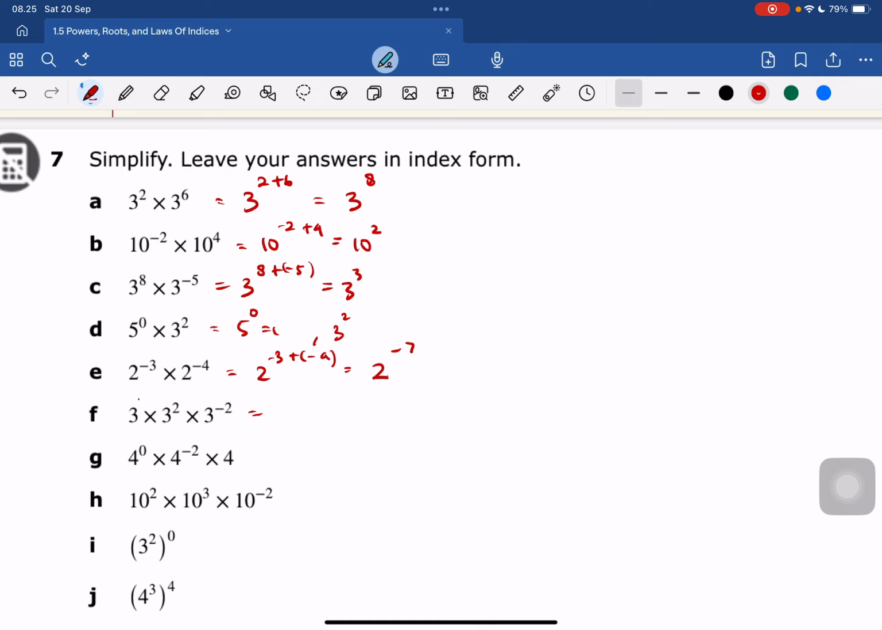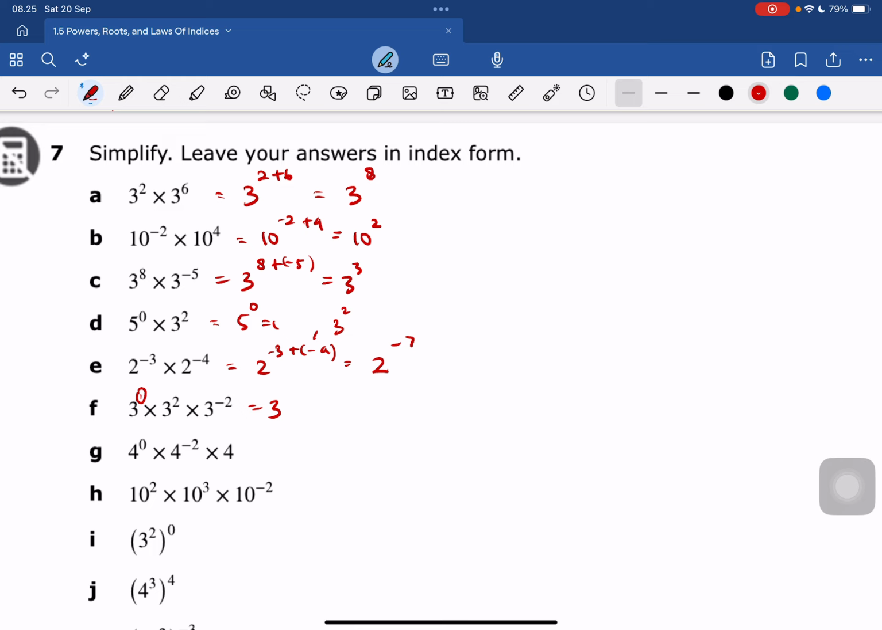Okay, if there is no number here, that means the power is 1. So let's proceed. 3 power of 1 plus 2 plus minus 2 equals 3 power of 1, or we don't have to write it.